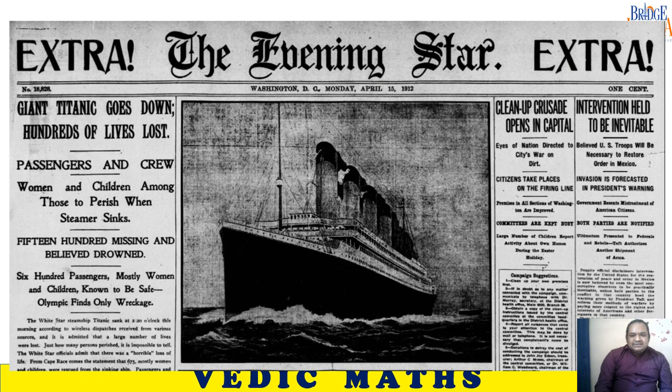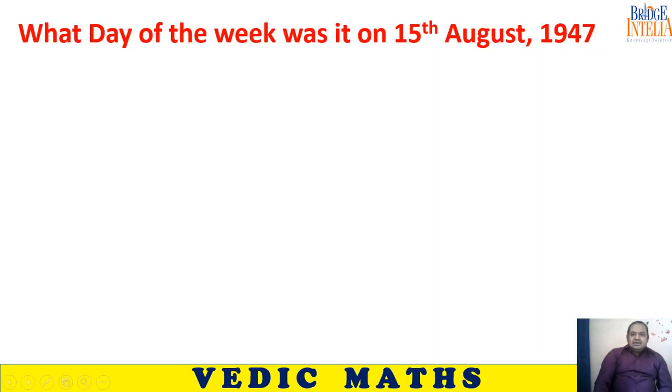So let's verify. So you can see this is the newspaper of that day, 15th April 1912. So evening edition, because the ship sank early in the morning. So in the evening, this newspaper was printed on same day, 15th April 1912. So let's solve one last one. Which day of the week was it on 15th August 1947?